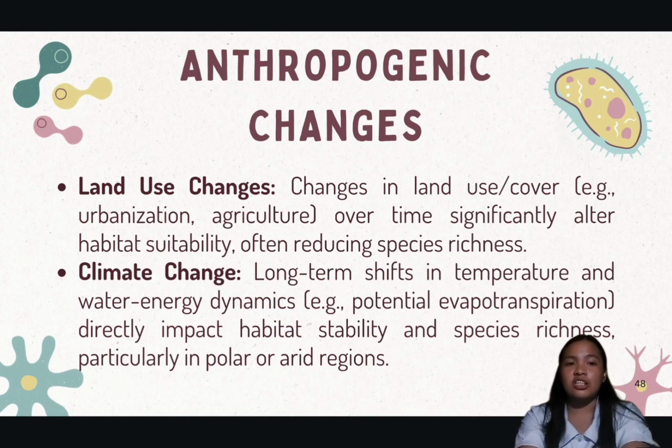And climate change, this alters the water-energy dynamics. In polar regions, this looks like melting ice. In arid regions, it looks like extreme desertification. Both make the habitat unstable for the species that evolved there.